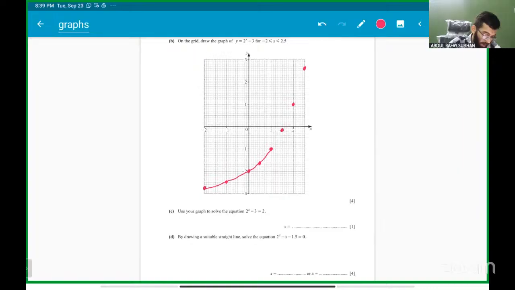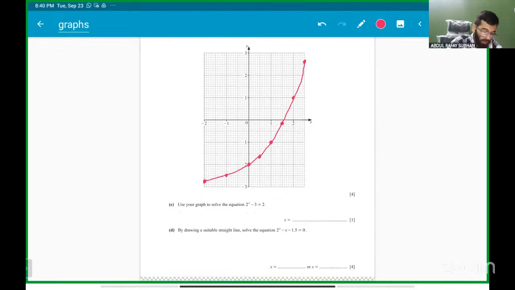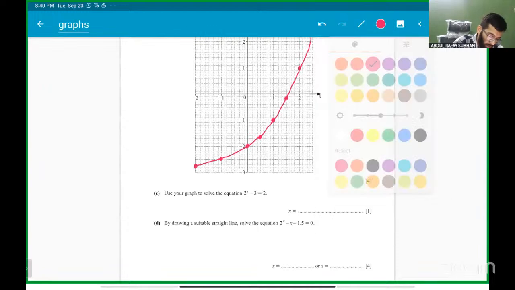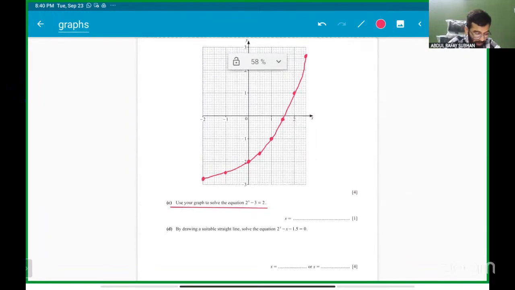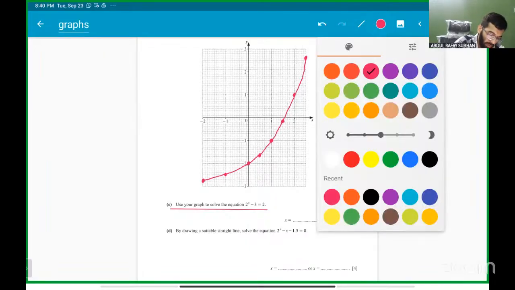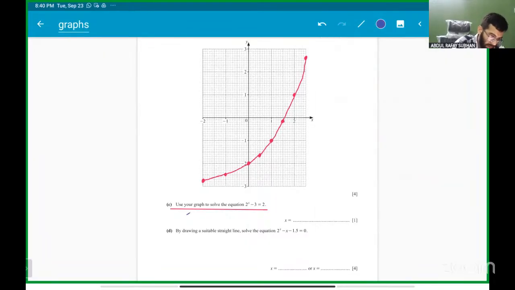So we have got this line equation in one go form. Okay, students. Then we have to use your graph. Use your graph to solve the equation 2 power x minus 3 is equal to 2. So very simple, sir. The whole equation is the same. It's the same way of finding the solutions.